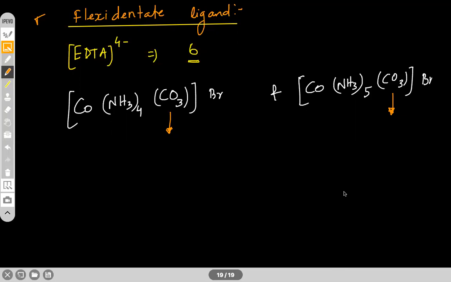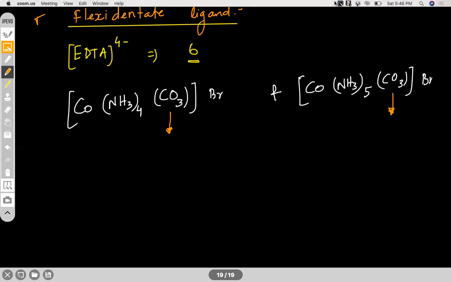Flexidentate behavior is a property of polydentate ligands. All polydentate ligands can show different denticity in different compounds. First one, you are getting 2, Sahana. But doesn't it depend upon the oxidation number? That is what I'm asking you. You have to calculate that oxidation number and the other things. Okay, I got the answer. We'll discuss it, Sahana. Just a second.